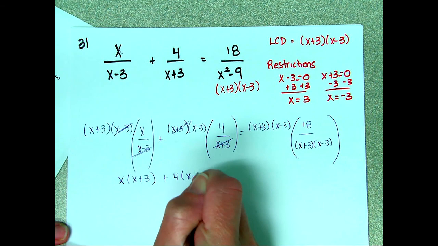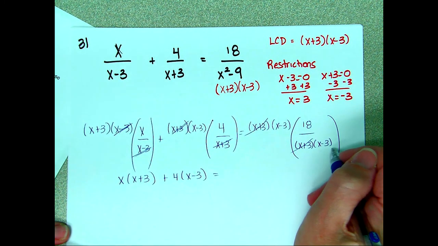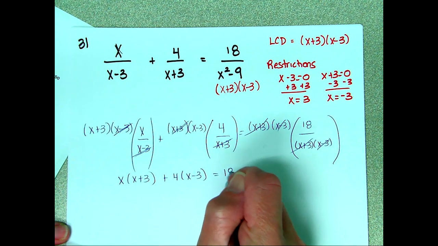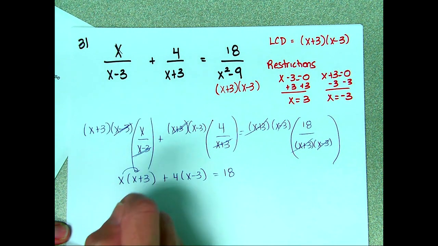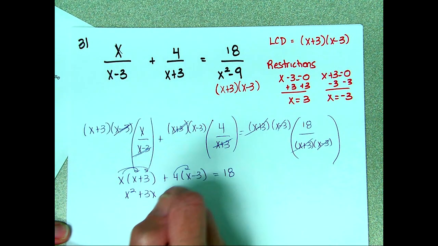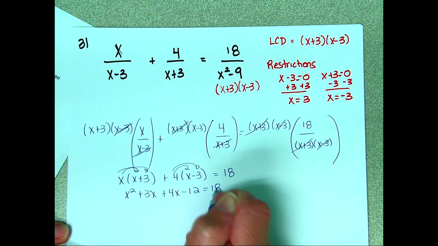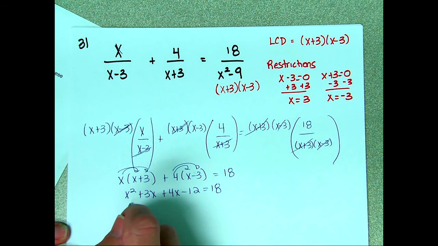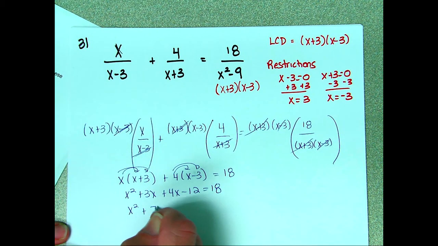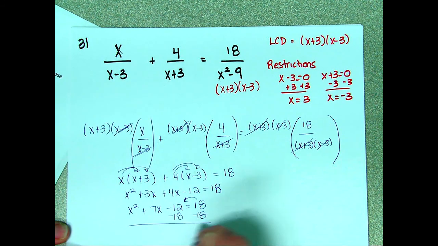I solve: x times x is x squared, x times 3 is 3x, distribute 4 times x is 4x, 4 times negative 3 is negative 12, equals 18. Combine like terms: x squared plus 7x minus 12 equals 18. Set it equal to 0, subtract 18 on both sides. x squared plus 7x minus 30 equals 0.